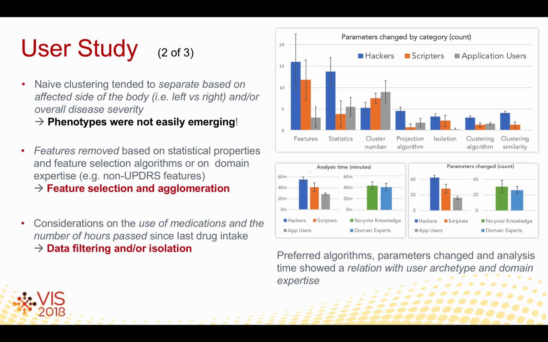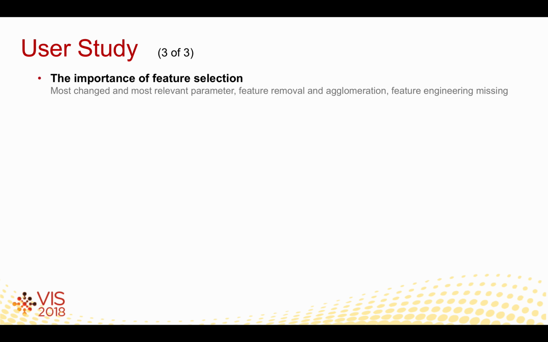I'm not sure if I have too much time to describe these charts, but we also showed how parameter changes, analysis time, and other parameters of the analysis change based on the user archetype. To go quickly towards insights, we understood that feature selection is extremely important. It is the parameter that was changed the most, so users would continuously add and remove features to the clustering algorithm. And in particular, we realized that agglomeration is very important, and one feature that was missing and is currently missing in our tool but was very required is feature engineering.